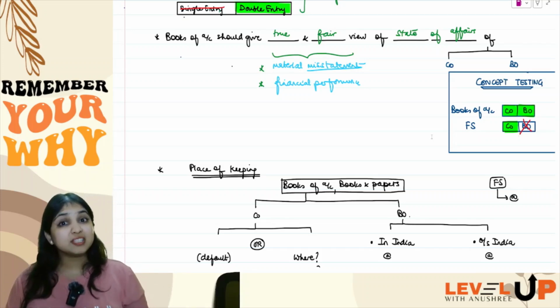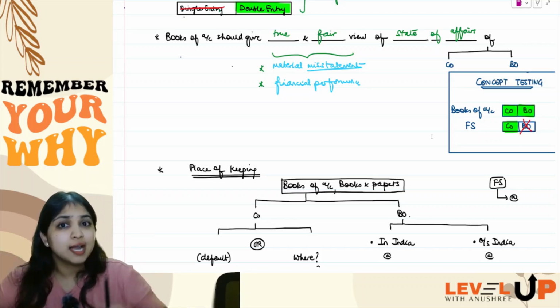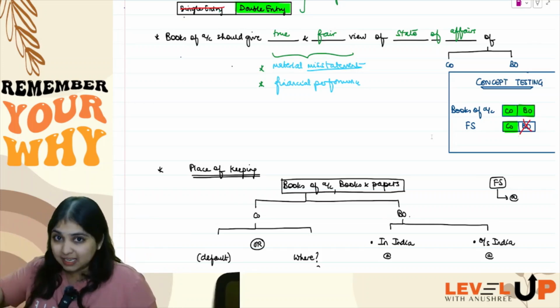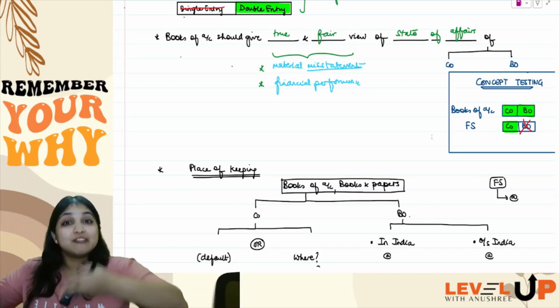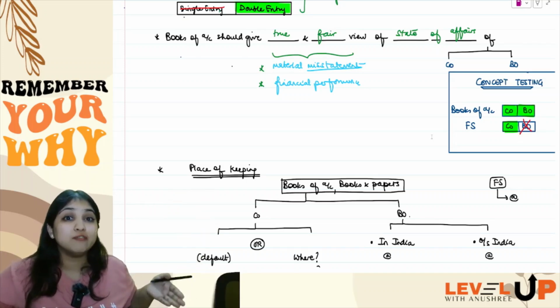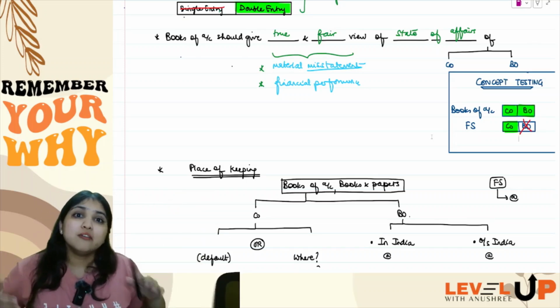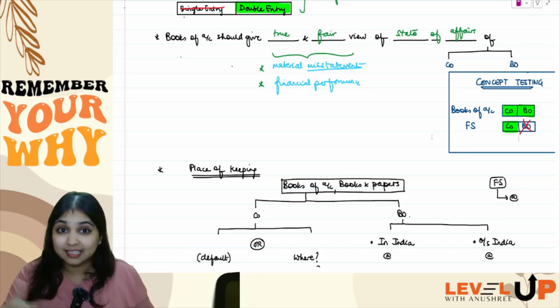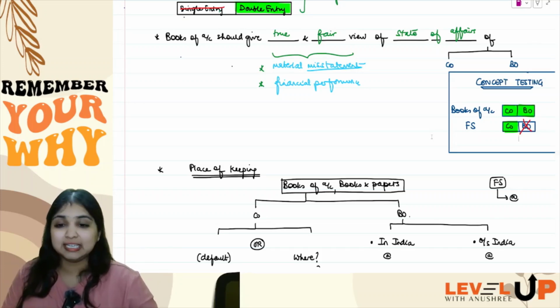True and fair view of the state of affairs. Whose state of affairs? Company and branch office. This itself indicates to us that the company will anyways be preparing books of accounts. There will be another set of books of accounts which each branch on its own will be preparing. But however, financial statements each branch will not prepare. That is still pending. I'll interconnect that with you with a provision a little later.